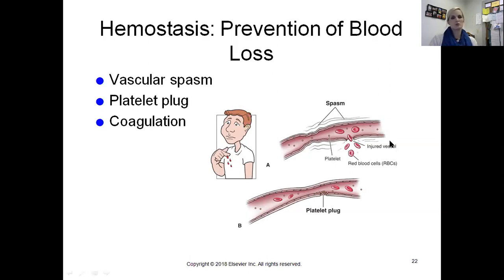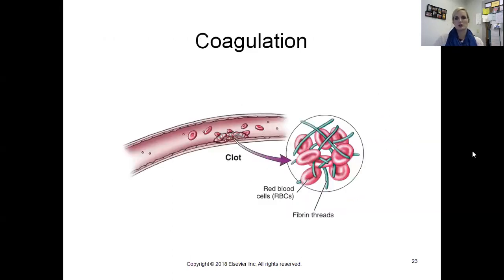So vascular spasm will take place, but also the platelets will move to the site to provide a platelet plug. Here come platelets moving towards that injured vessel, and they will start to gather at that site to, again, stop blood from exiting. And then coagulation is just a clumping of the blood there to stop the loss at that site. As I mentioned, a blood clot is very similar to a coagulation, so that's just a synonym there. So that shows the coagulation.